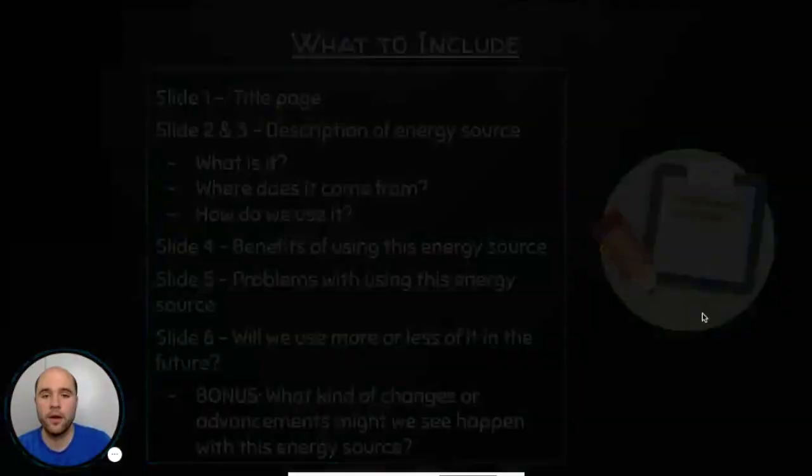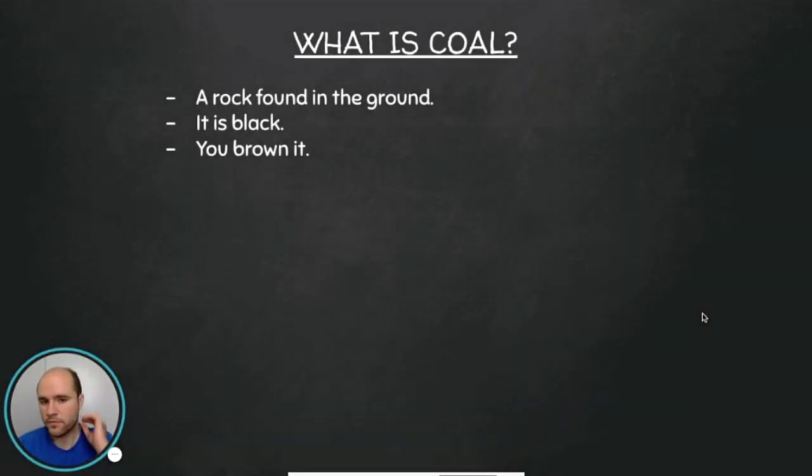Now, you're probably wondering, let's give an example real quick. So let's say a student handed us this. What is coal? And on their slide, they put: a rock found in the ground. It is black. You brown it. Should be burned, but they didn't check. An autocorrect changed it to brown, but they just didn't even notice.